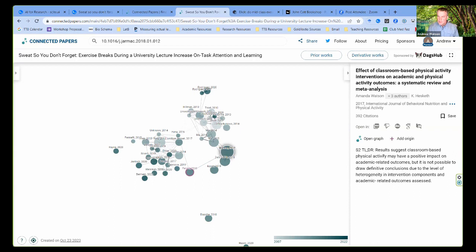Results suggest that classroom-based physical activity may have a positive impact on academic-related outcomes, but it's not possible to draw definitive conclusions because there are so many different ways to think about it. That's interesting.